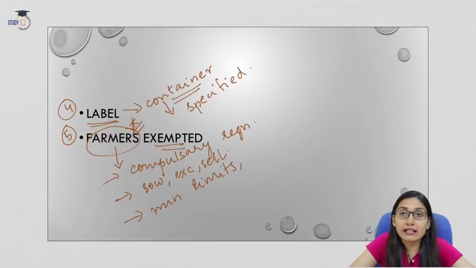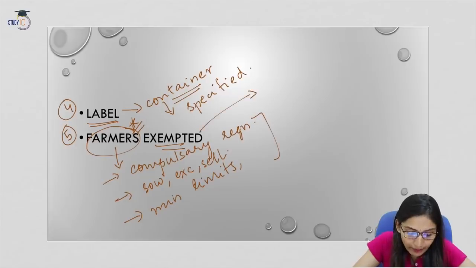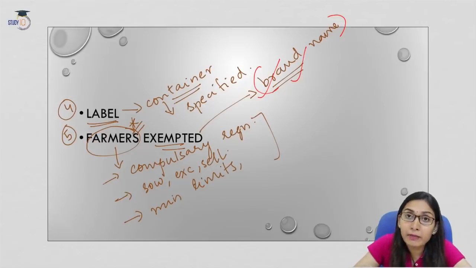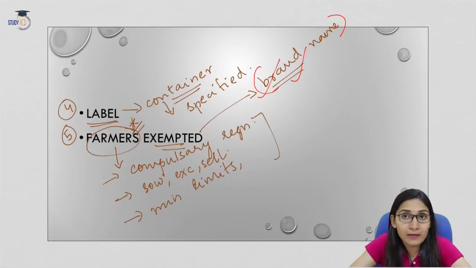But the registered seeds, the other registered seeds, have to comply with all these minimum standards. Even though the farmers are exempted from all these provisions and compliances, farmers cannot sell their seeds under a brand name. So the farmers cannot commercialize. This is what it is meant. They cannot sell it under a brand name, but they are free to sow or exchange or sell their seeds without registration, but not under any brand name. So farmers are not allowed to commercialize.